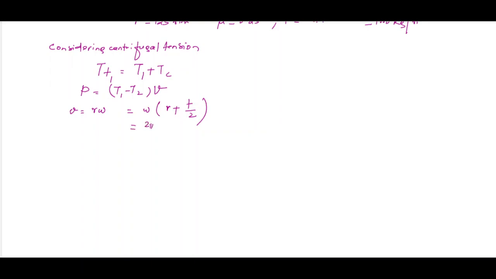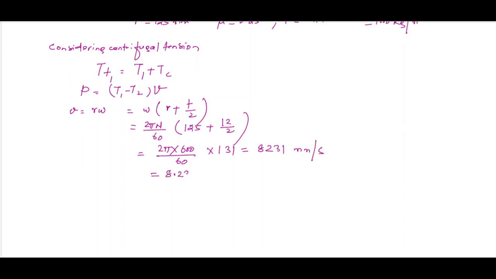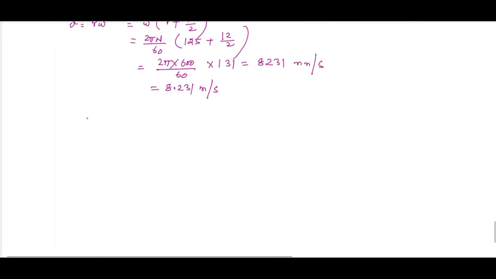So this will be 2 pi N by 60 into R, which is 125 mm plus belt thickness 12 by 2. So 2 pi into 600 by 60 into 131, so it will be 8.231 meter per second. Okay, now power transmitted is given to us.